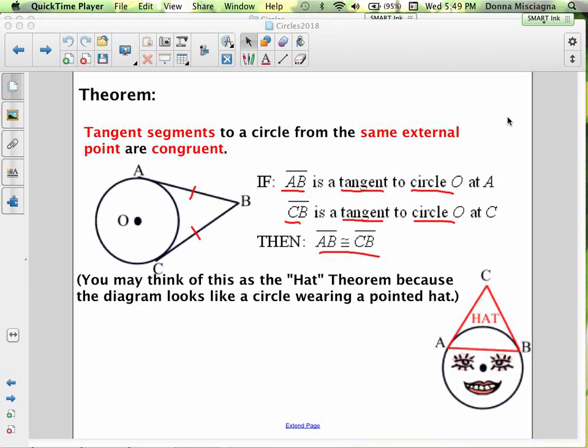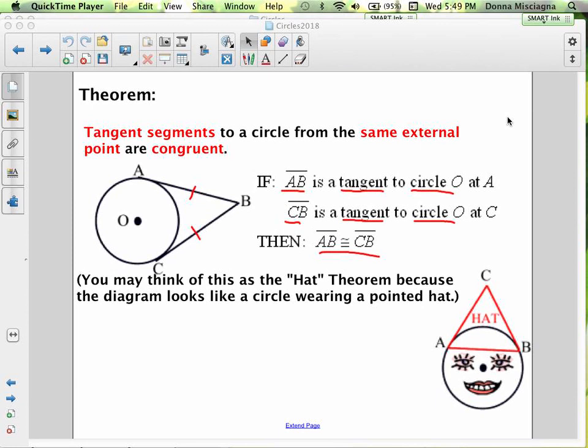Welcome. So let's learn another theorem related to tangents. And this is in your notes. You're going to fill in the red words. Those are the missing words. So tangent segments to a circle from the same external point are congruent.